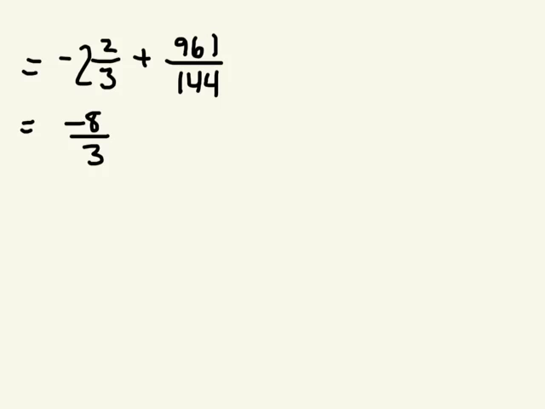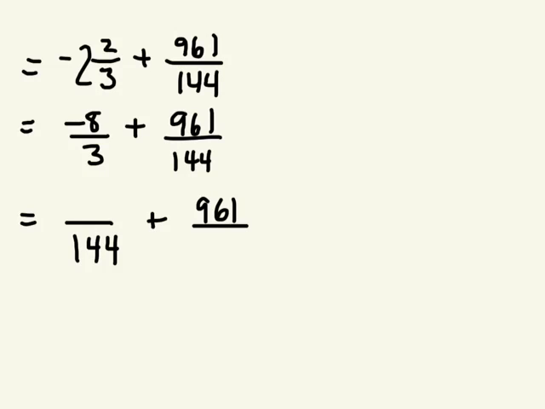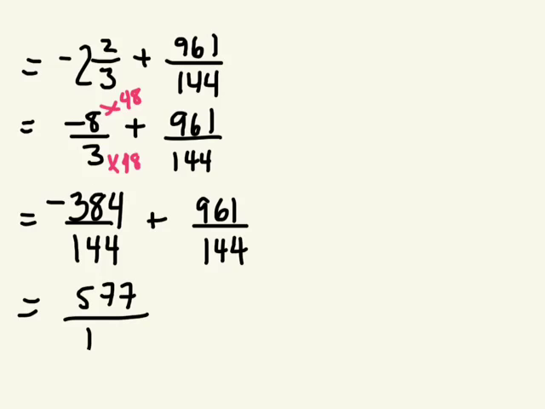Good, negative 8 over 3. And now what do we have to do because we're adding fractions? Common denominator is 144. What did you multiply 3 by to get 144? 3 times what is 144? 48, good. So I need to multiply this by 48. And what is negative 8 times 48? Negative 384. Did you forget the negative sign? Now we can add the numerators. What's negative 384 plus 961? Good. 577 over 144. Turn this into a mixed number. What's the final answer?